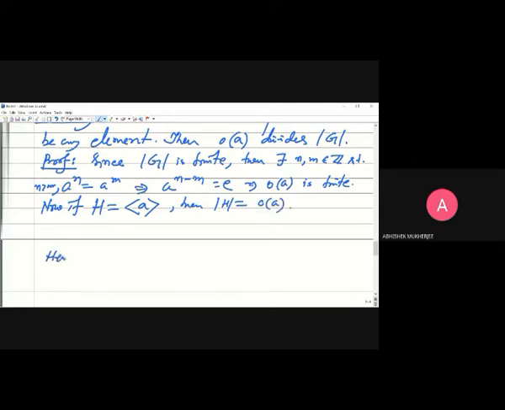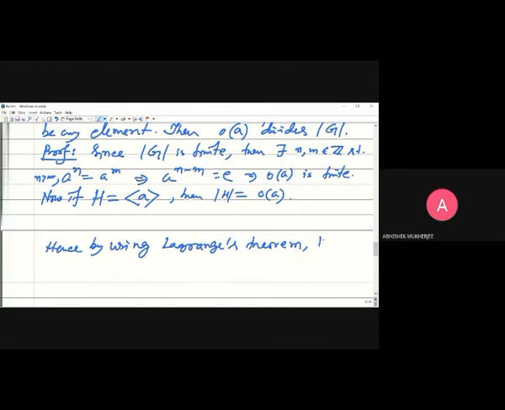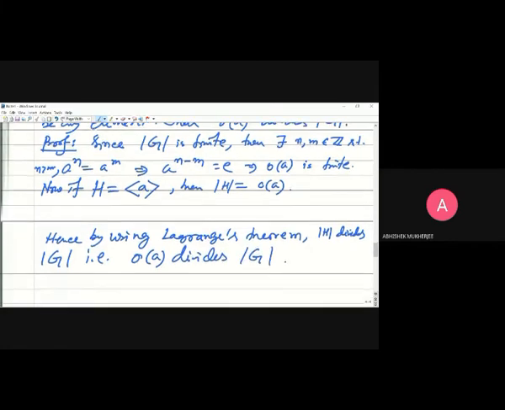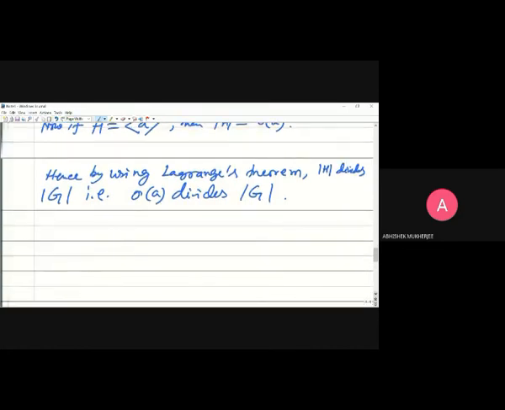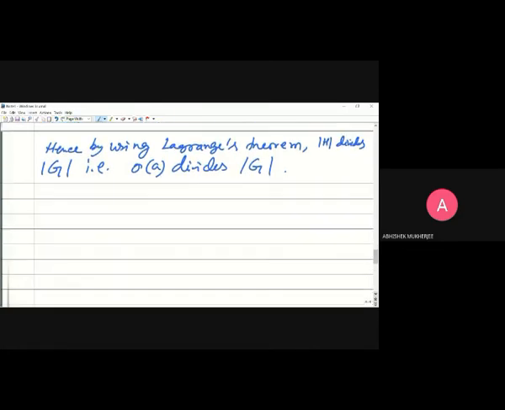So hence, by using Lagrange's theorem, order of H divides order of G. That is, since order of H is order of A, so order of A divides order of G. Okay, fine. So this completes the proof.